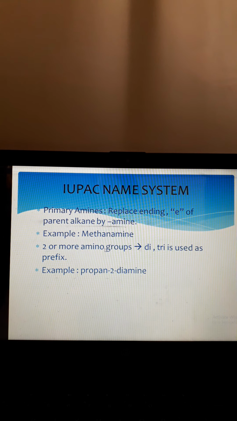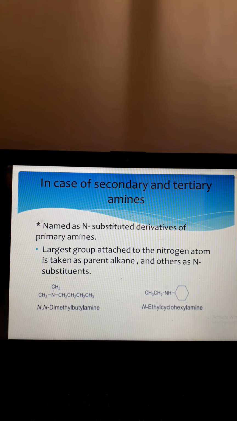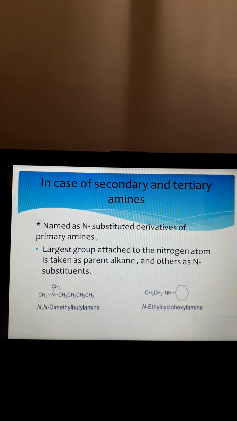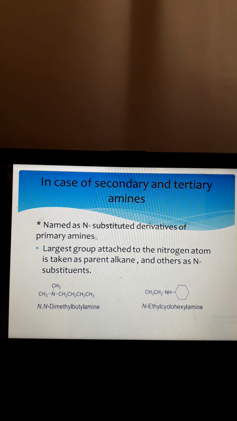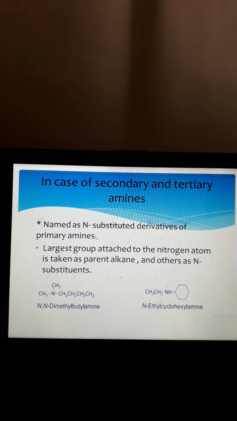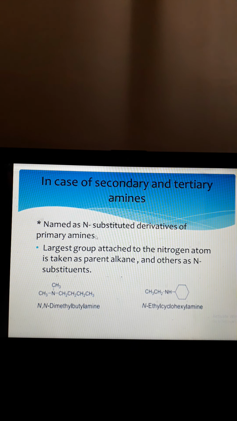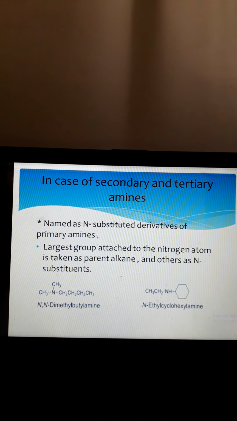Now we have seen about the primary amines. Next we are going to see the case of secondary and tertiary amines. While naming secondary and tertiary amines, they are named as N-substituted derivatives of primary amine. The largest group attached to the nitrogen atom is taken as the parent alkane, and the others as N substituents.